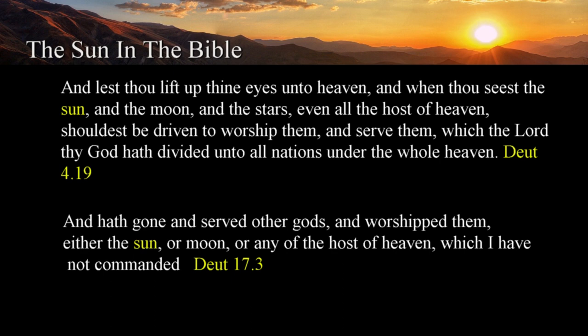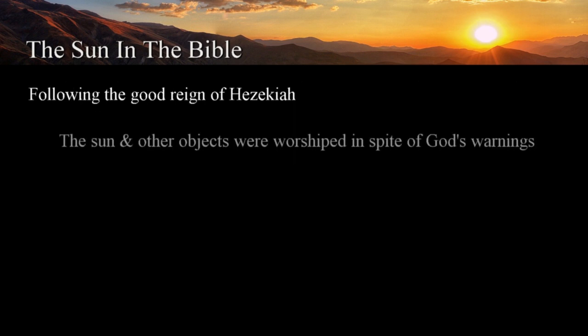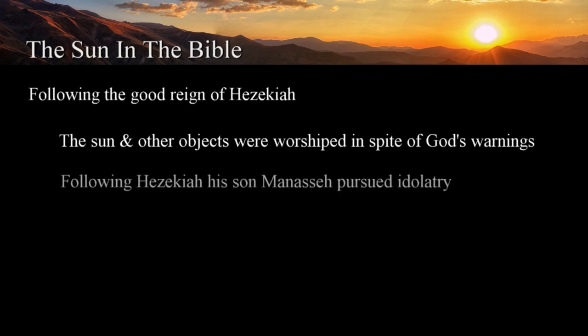Such practices were accompanied by other sinful actions included in pagan worship, all of which would corrupt the people and draw them away from the Lord. In spite of warnings and commands from God not to worship the sun, we find this was violated. Following the reign of Hezekiah, the next two kings of Judah were active in their pursuit of idolatry. Manasseh, the son of Hezekiah, was evil and restored idolatrous worship that Hezekiah had eliminated.